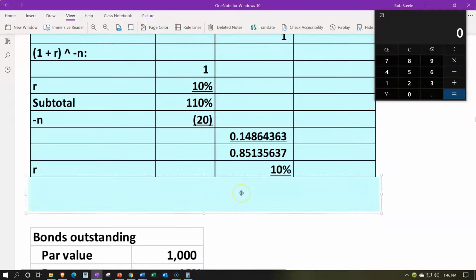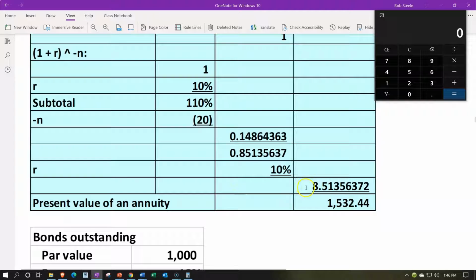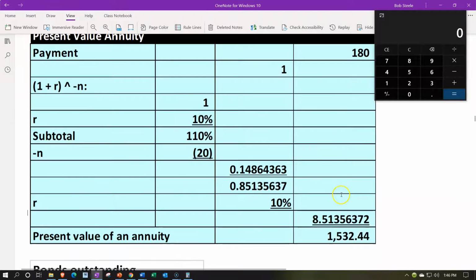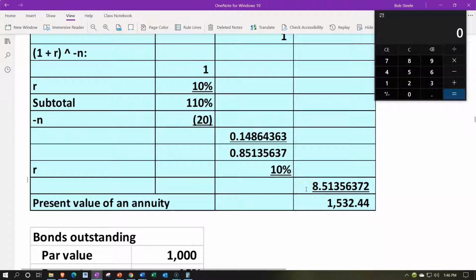The numerator divided by the denominator is going to give us 8.51356372. And then we can take the P times that number, or the 180 times that 8.513. That'll give us the 1532.44, that being the current value of the annuity portion.